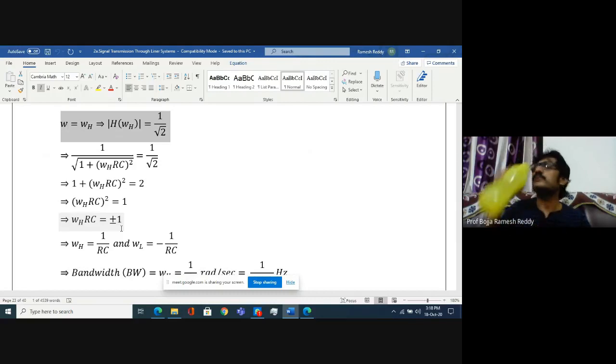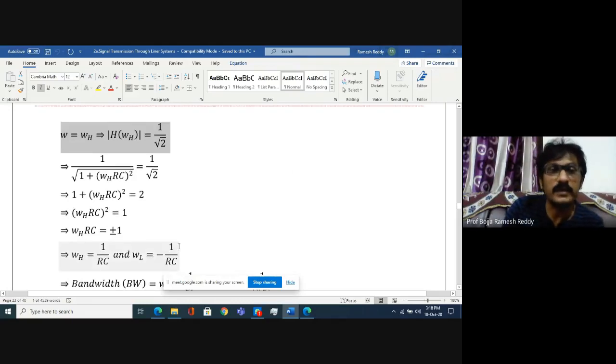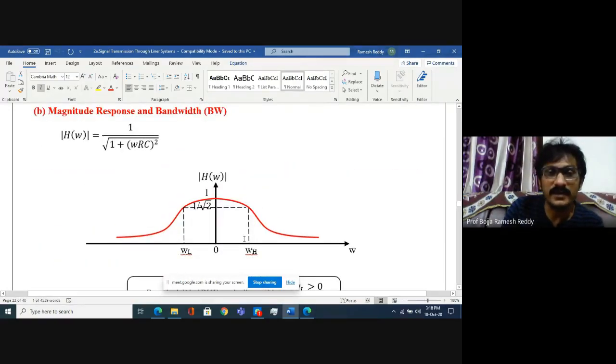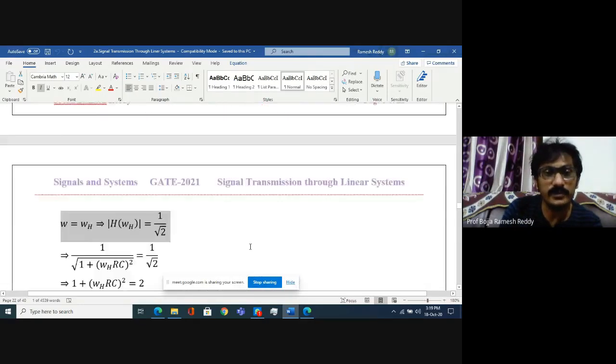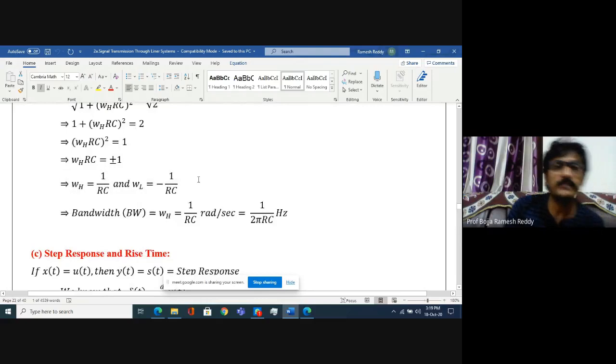That is, omega H is equal to 1 by RC. Here it is plus or minus 1, so you can take plus or minus. Whatever minus you get, minus 1 by RC, that is the lower cutoff. These are symmetrical about the y-axis. It is a positive value, and it is a negative value. Here omega H and omega L are the same in magnitude and opposite in direction. Okay, here the lower cutoff frequency is minus 1 by RC, and the upper cutoff frequency is 1 by RC.